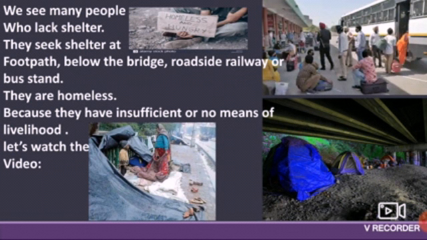So students, these people really don't have anything. Here we have a house and we don't know the importance of that. But these people don't have shelter at all. So now let's watch the video.